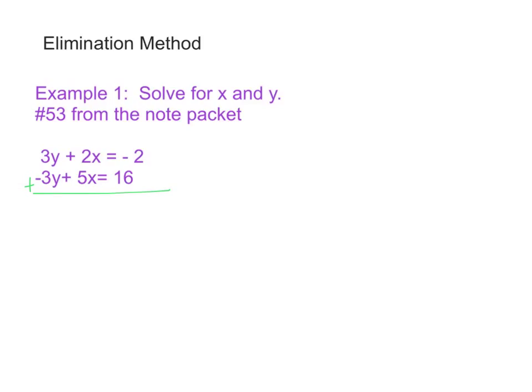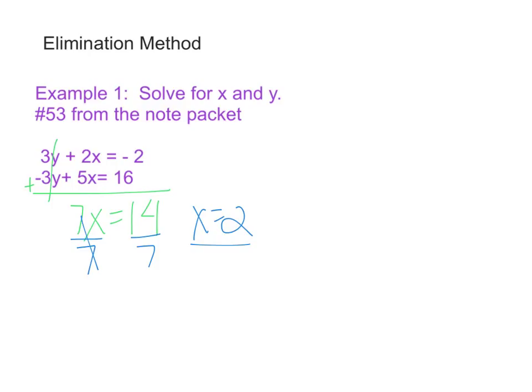So 3y plus negative 3y eliminates, which is what we wanted to happen. 2x and 5x give me 7x. Negative 2 plus 16 is 14. So now we can solve for x, divide both sides by 7, so x is equal to 2. Remember, we are not done just yet. We have to find out what y also equals, so we're going to plug this back into one of the two equations. It does not matter which one you use.